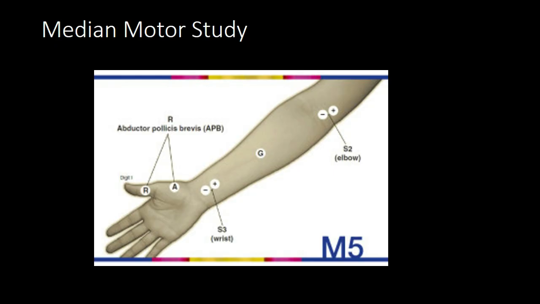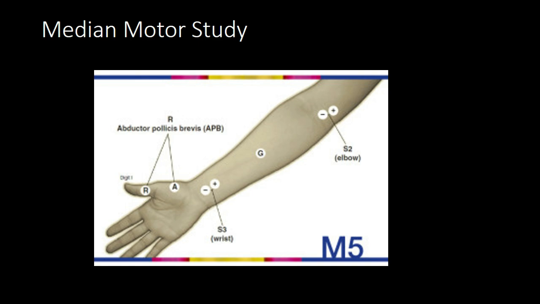So you're gonna put the recording electrode, a reference electrode. This is your cathode. This is your anode. This is your elbow stimulation. This is the wrist stimulation, and you're gonna get those and measure the distance to give you the idea about the conduction velocity.